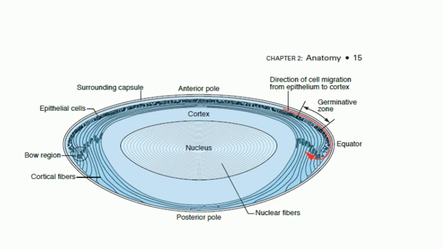Lens sutures are formed by the interdigitation of the anterior and posterior tips of the spindle-shaped fibers. Multiple optical zones as well as Y-shaped sutures located within the lens nucleus are visible on slit lamp.